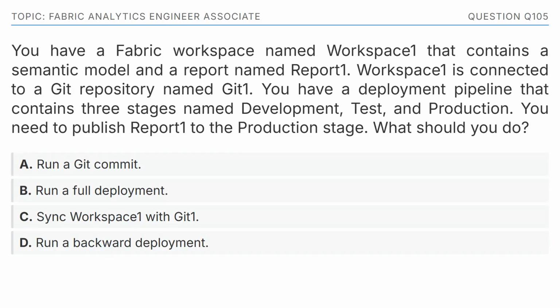You have a Fabric workspace named Workspace 1 that contains a semantic model and a report named Report 1. Workspace 1 is connected to a Git repository named Git1. You have a deployment pipeline that contains 3 stages named Development, Test, and Production. You need to publish Report 1 to the production stage. What should you do? The options are: Option A, run a Git commit. Option B, run a full deployment. Option C, sync Workspace 1 with Git1. Option D, run a backward deployment.